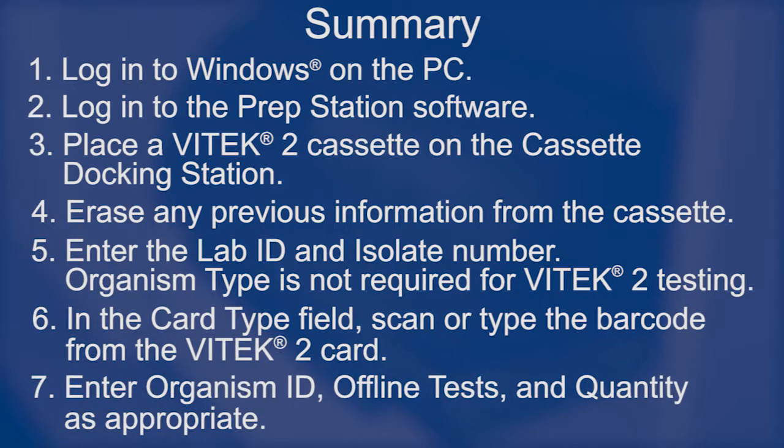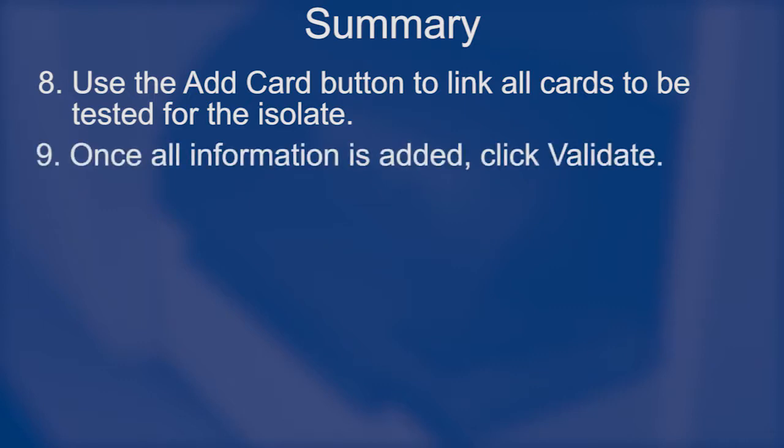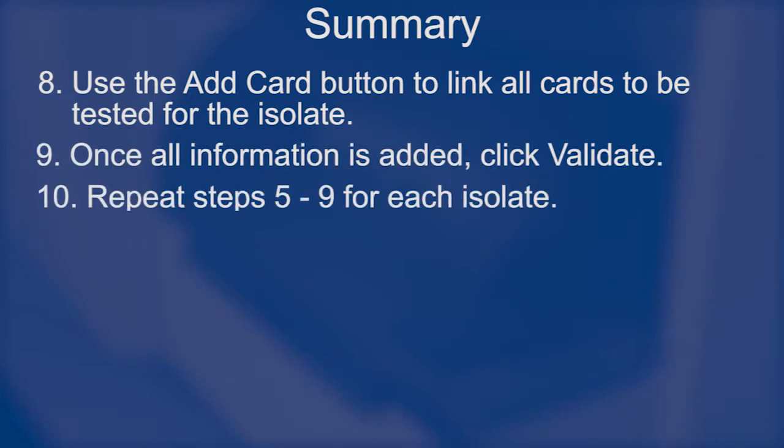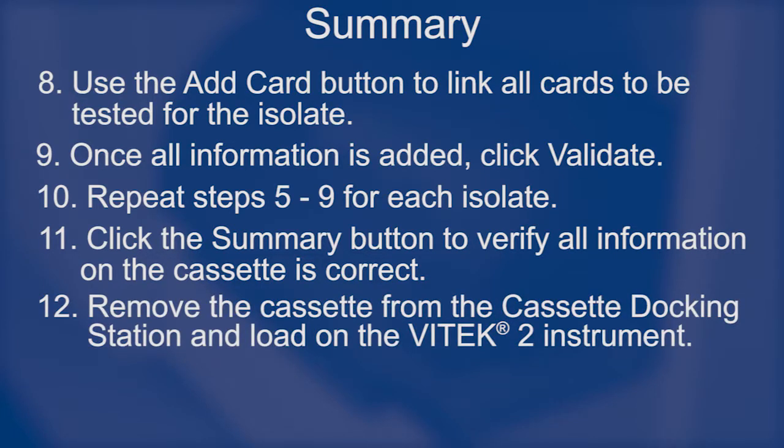Enter organism ID, offline test, and quantity as appropriate. Use the Add Card button to link all cards to be tested for the isolate. Once all information is added, click Validate. Repeat steps 5 through 9 for each isolate. Click the Summary button to verify all information on the cassette is correct. Remove the cassette from the cassette docking station and load on the VITEK 2 instrument.